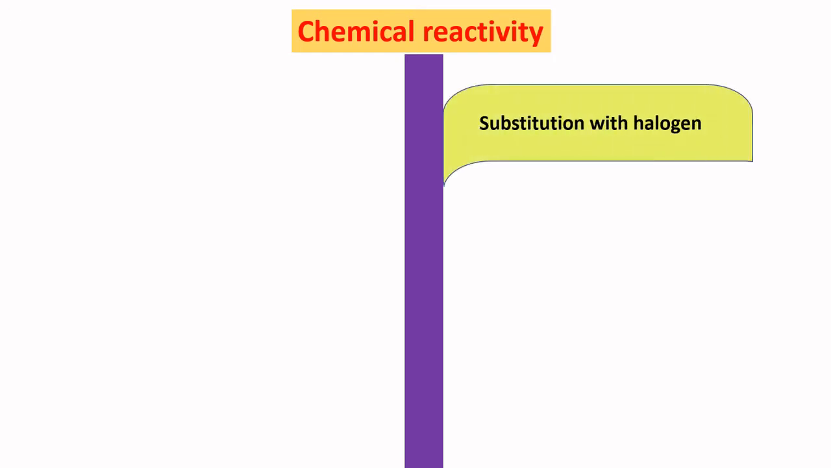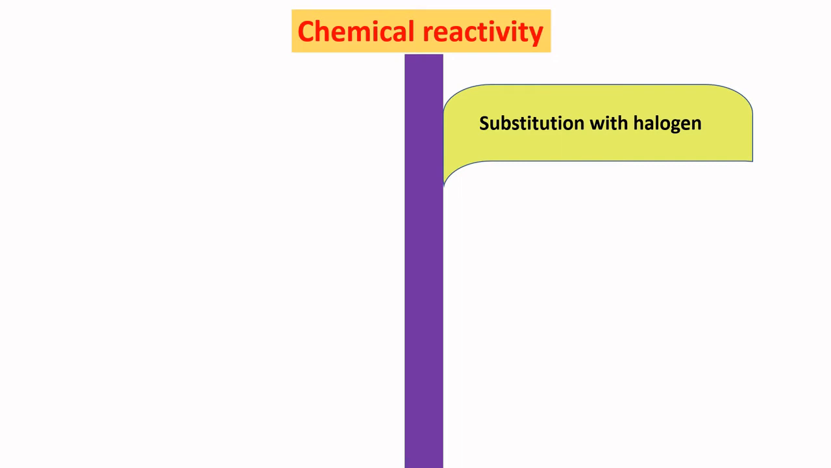The first property we'll be seeing is the substitution reaction with halogen. In the presence of sunlight, it undergoes substitution reaction. And one more thing, the lower cycloalkanes are not stable, because of some strain. What the strain is, we'll be discussing afterwards.